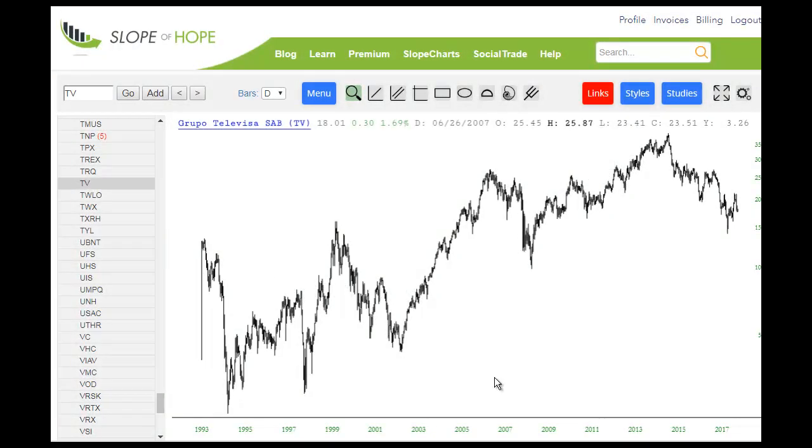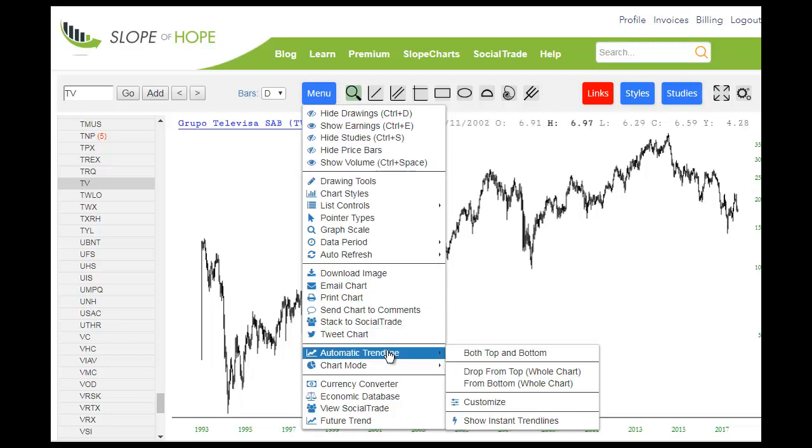Now here we're going to explore instant trend lines, which are a premium feature, and they are similar to automatic trend lines in as much as they are the equivalent of going to automatic trend line and dropping lines from both the top and the bottom. But the beauty of these is that they are shown for each and every chart that you scroll through, which is obviously a huge time saver.